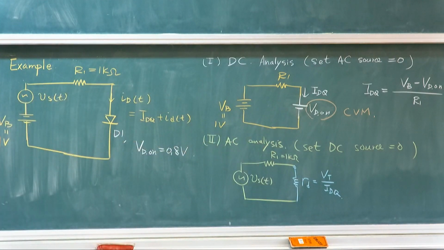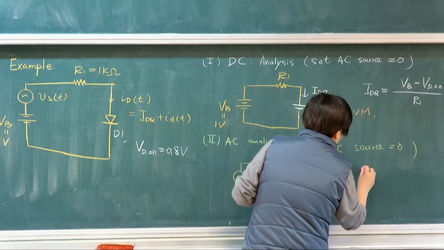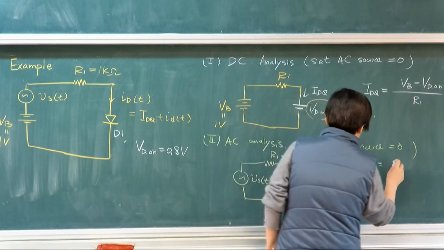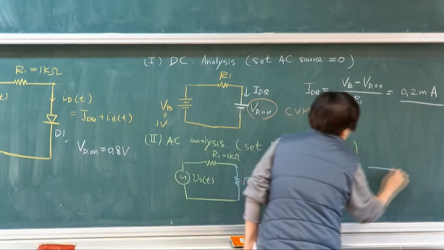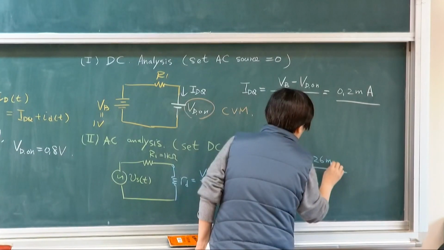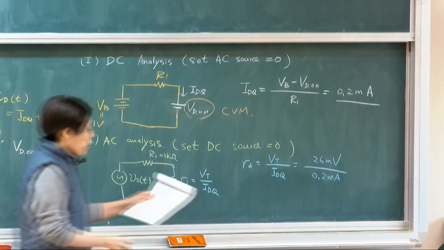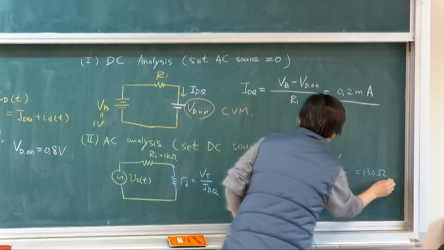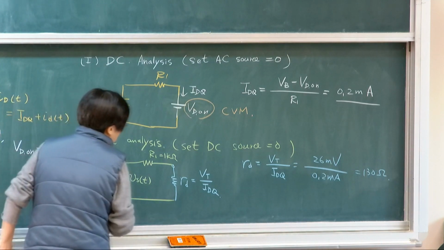So first of all, you need to know the level of RD, because we already know IDQ, VT is given. It's known, so that we should be able to find out that RD equals to VT divided by IDQ. And this is 26 millivolt, and that's 0.2 milliamp, right? This would then give me 130 ohm. So then your small signal circuit model is very easy, so you could actually get the current.